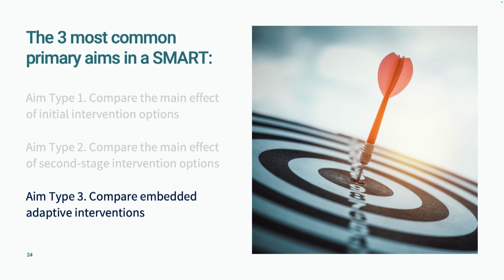She's one of the leaders, right? She's the first person to ever do a SMART in autism. But over time, we've been watching that the scientists have gravitated toward aim type 3. What is aim type 3? Aim type 3 is a comparison of embedded adaptive interventions.